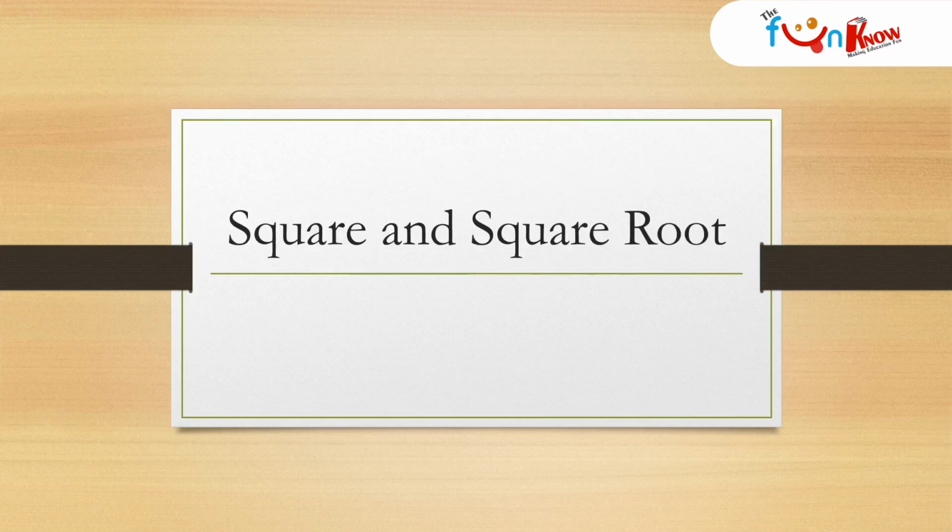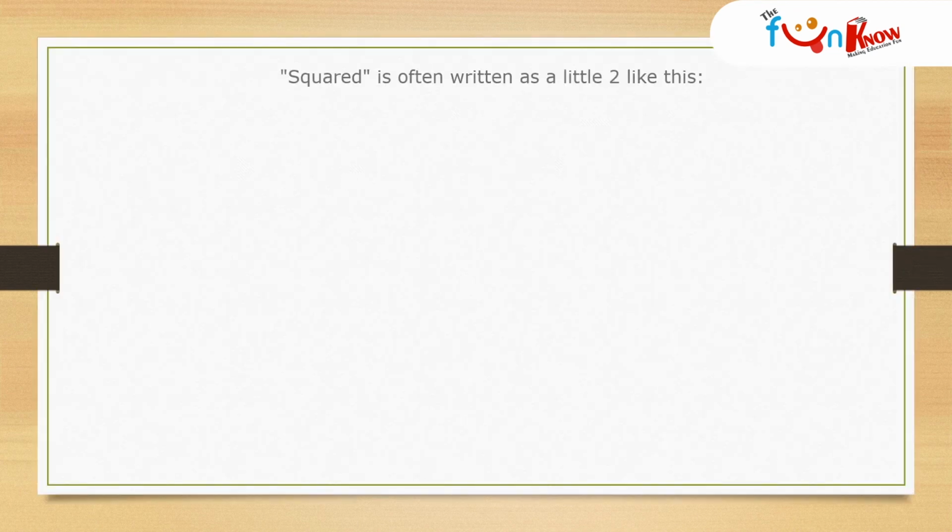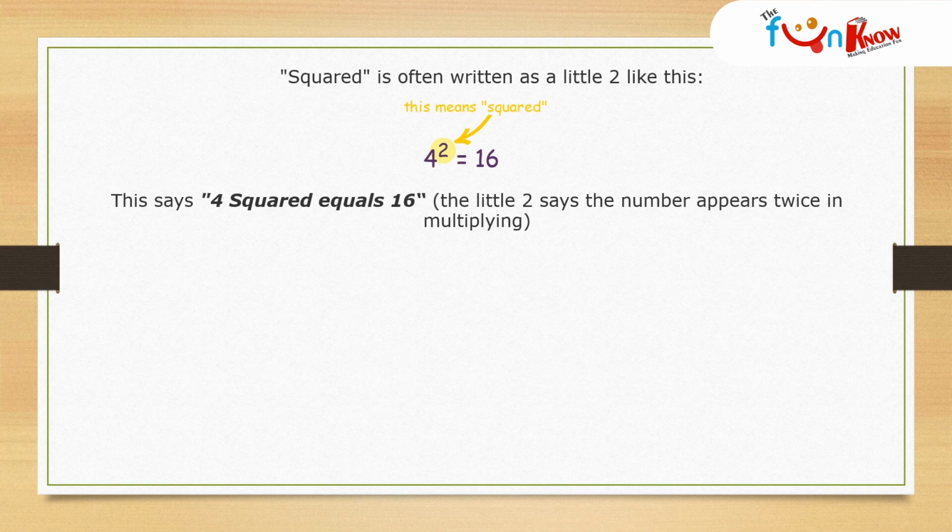Today we are going to study an interesting topic which is known as square and square root. Now students, first understand what you mean by a square and how the square is written. The square is often written as a little 2 like this. Every time someone says 4 square or 3 square, the square should be written like this, often over the number.